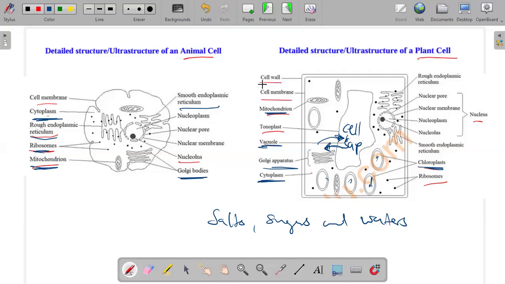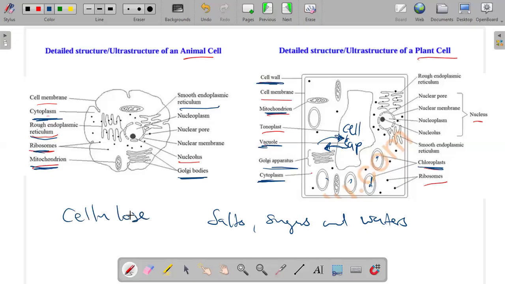Then the last structure we're looking at is the cell wall. This cell wall is the outermost boundary of the plant cell, and it is made up of a substance called cellulose.